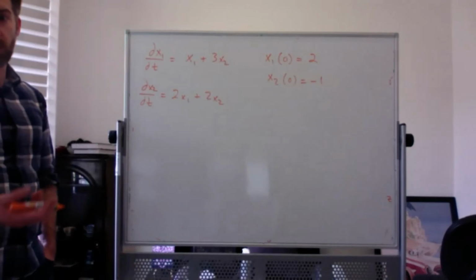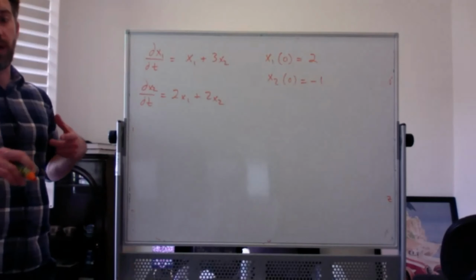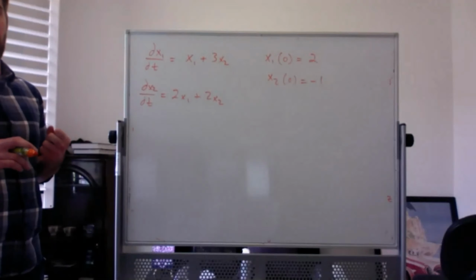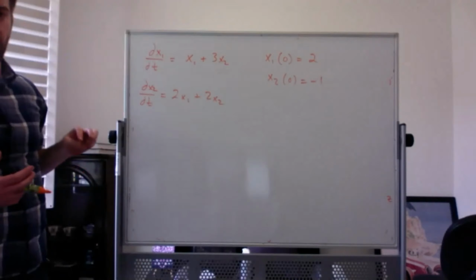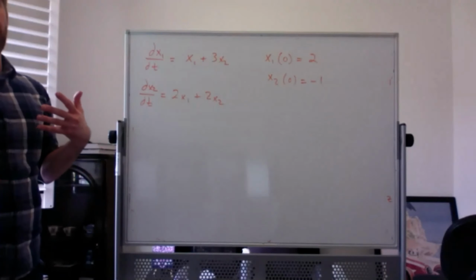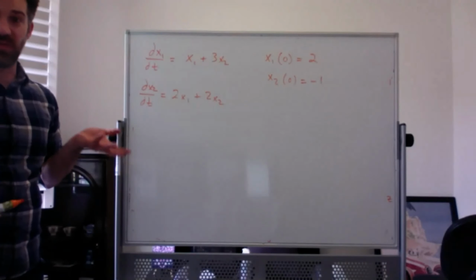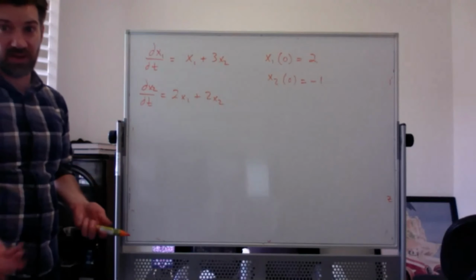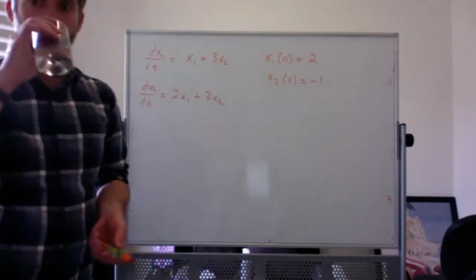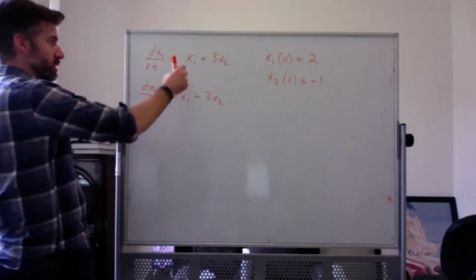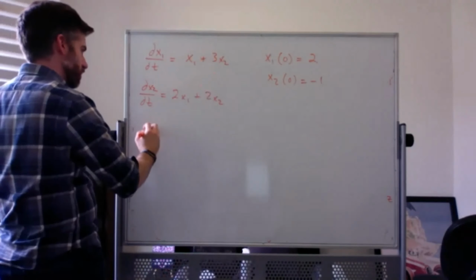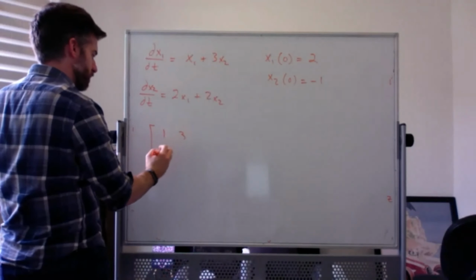Okay, so we want to solve this. We're trying to find x1 and x2 as functions of time that are solutions to this system of equations. What ends up happening is we end up having to find eigenvalues of a matrix, which is why we talked about eigenvalues last quarter. So we're going to look at the coefficient matrix, which is just the coefficients of these written as a 2x2 matrix.